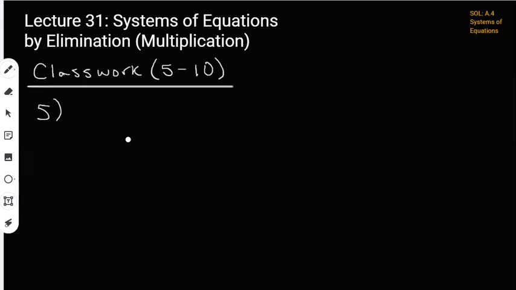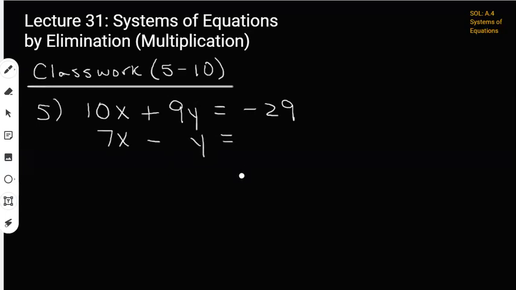Okay, so number 5 says, actually, it says 10x plus 9y equals negative 29. And then the second equation says 7x minus y equals negative 13.